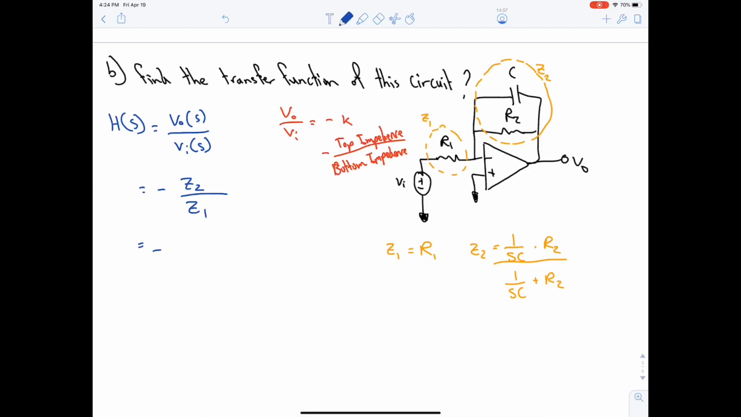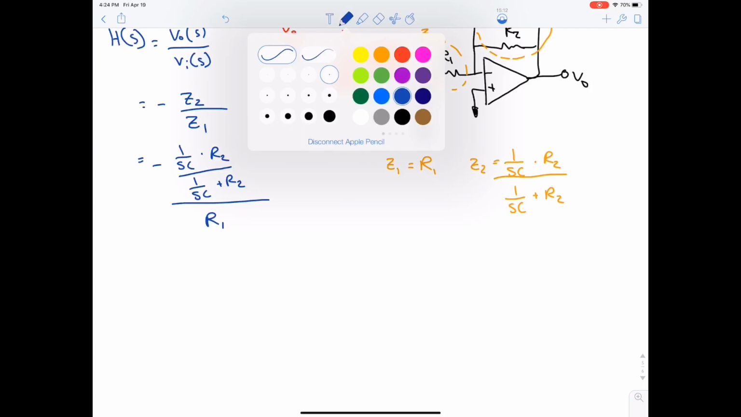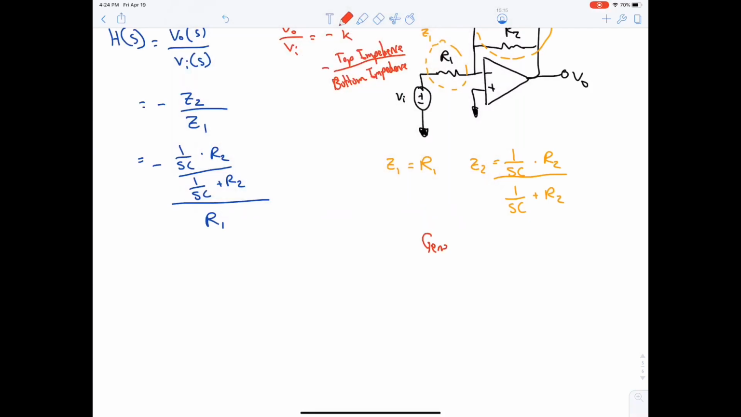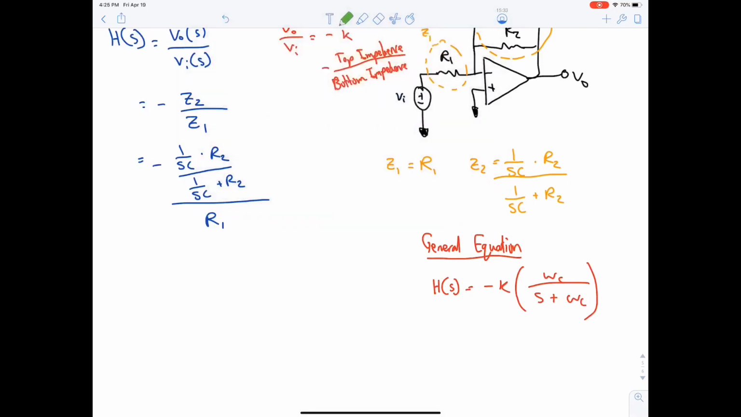Let's substitute now the values. 1 over SC multiplied by R2 divided by 1 over SC plus R2, divided by Z1, which is only R1. Now, before we convert this form into the general equation, which is minus K omega C over S plus omega C, we need first to simplify our expression. How do we simplify this? We have to simplify it by eliminating the denominator of the numerator.